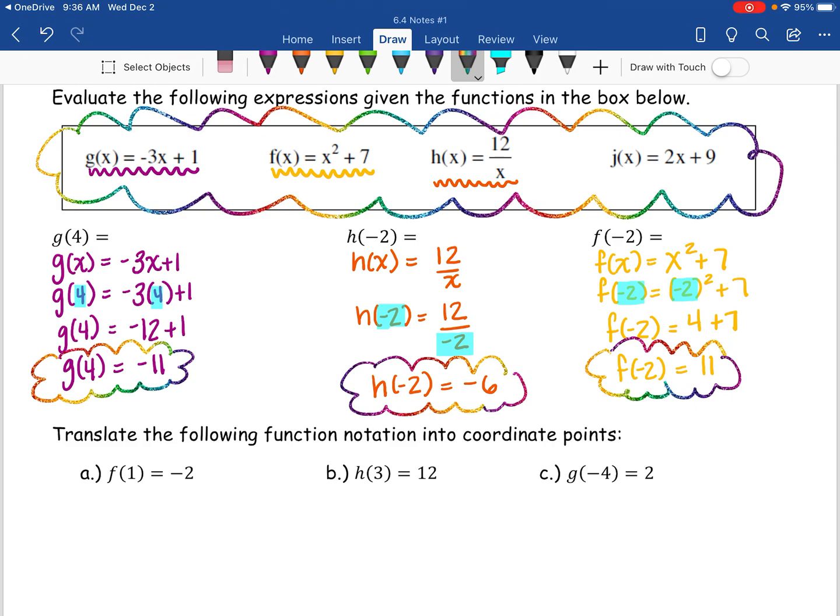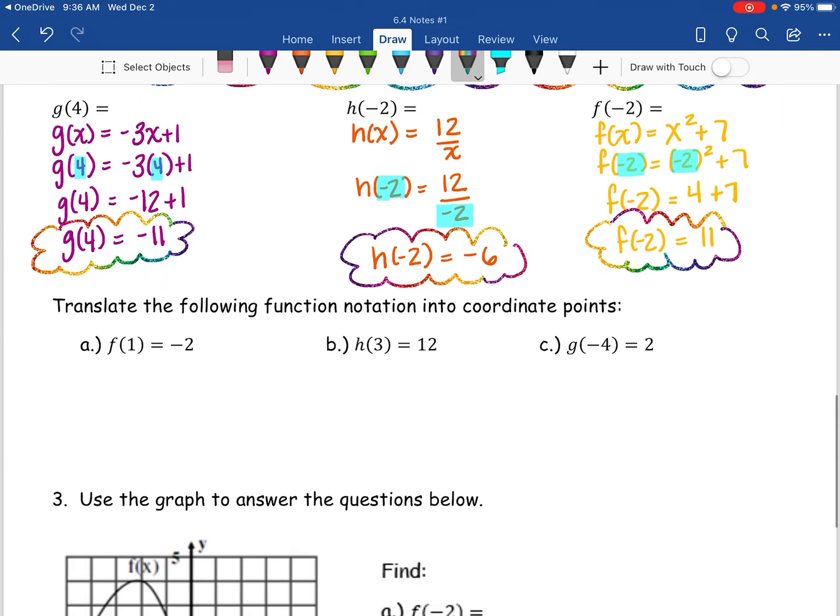We have 2 other types that you're going to see as far as function notation goes. So let's look at the second type. We're going to translate the following function notation into coordinate points. Just a quick review here: when we're talking about ordered pairs, we write our ordered pairs as x comma y, knowing that x is the input and y is the output. That's just a review.